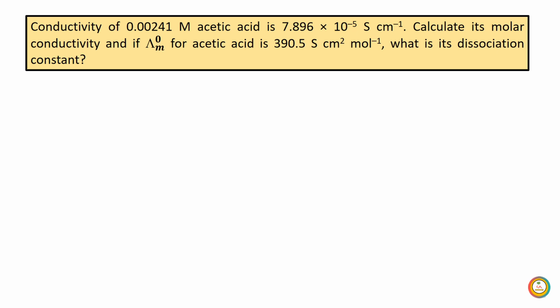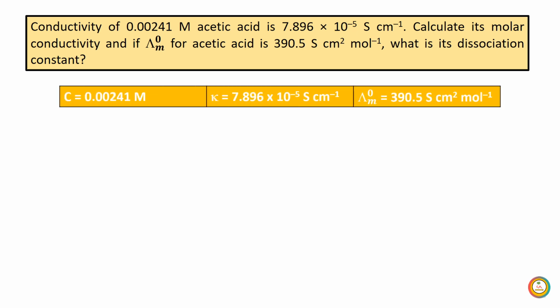Now with the help of a numerical, we try to understand more. Conductivity of 0.00241 capital M acetic acid is 7.896 into 10 to the power minus 5 Siemens centimeter inverse. Calculate its molar conductivity, and if lambda m0 for acetic acid is 390.5 Siemens centimeter square mole inverse, what is its dissociation constant? So the given values we write like this. Concentration is given, kappa is given, and lambda m naught value is given. First we find out the molar conductivity.